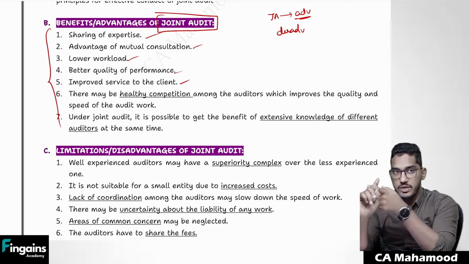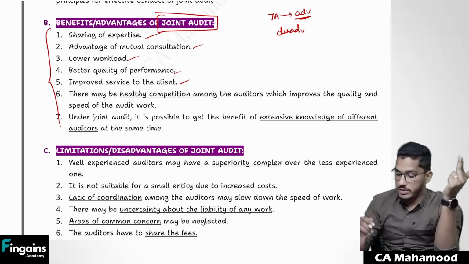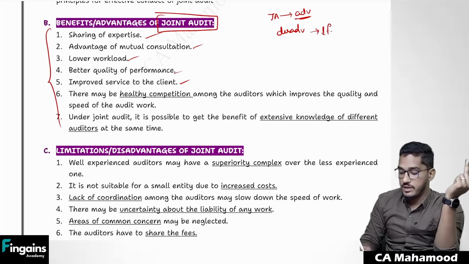Problem of coordination. The joint auditors might not coordinate with each other. And one more main problem for the auditors is reduction in the fees. Last year for the Reliance Industries Limited, assume one audit firm only has acted as an auditor. They got an audit fees of 10 lakh rupees.